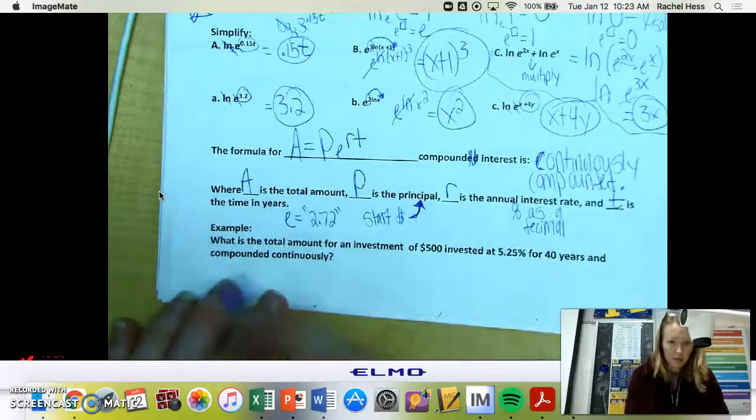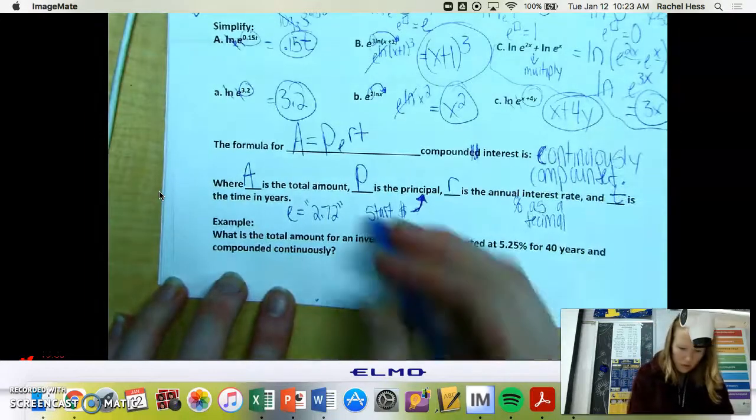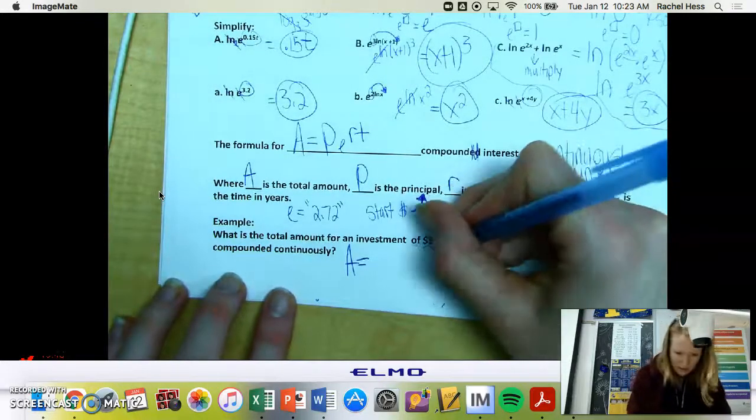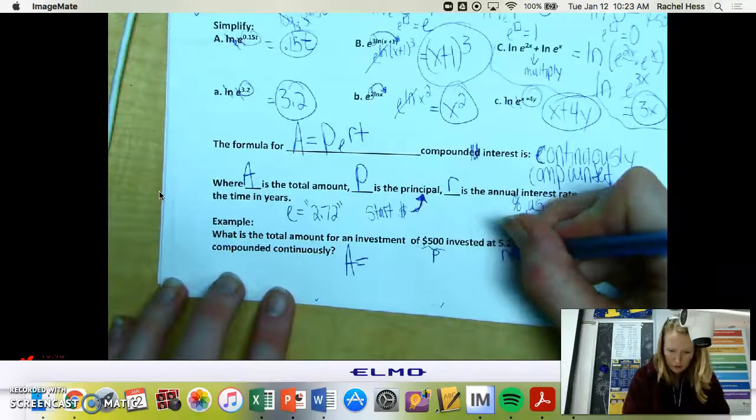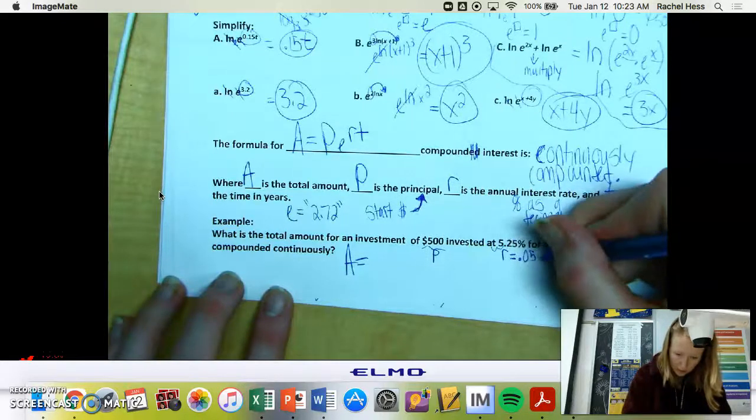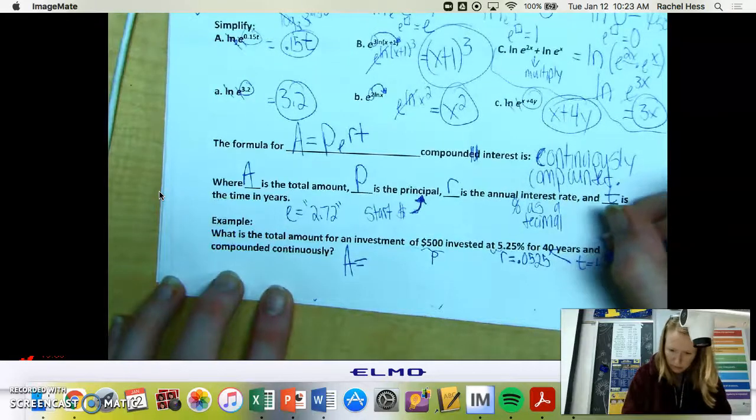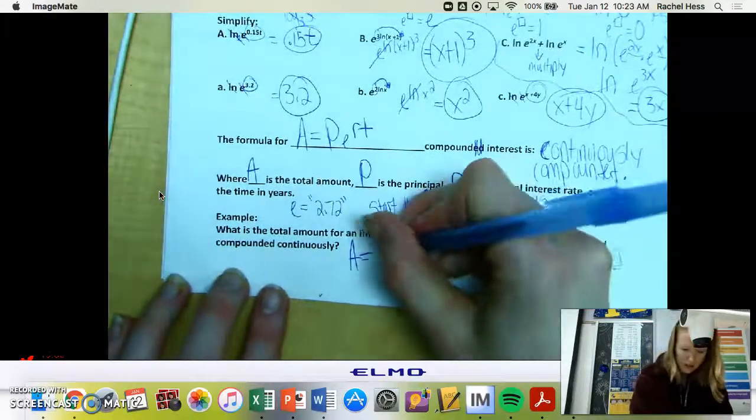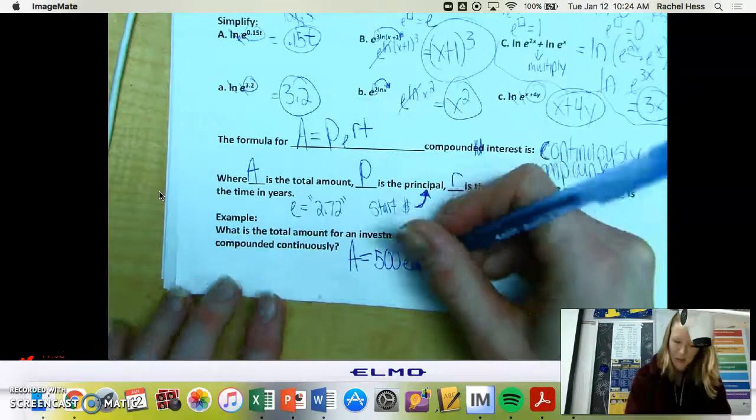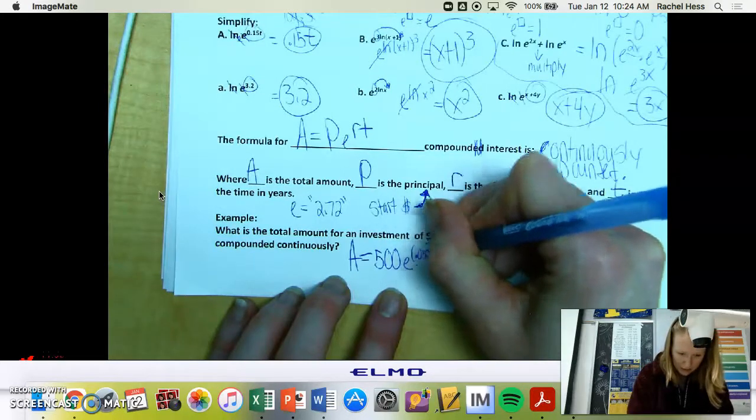So if we have an example of using a PERT, it says, what is the total amount for an investment? So we're looking for A. So if we start with $500 invested, that would be my P. My interest rate is 5.25%, which converts, if I move the decimal back twice, to 0.0525. And then my T is equal to 40. So if we were to plug all of this in, my starting amount is 500. E is 2.7 or 2.72, and then we're going to plug in 0.0525 and 40.